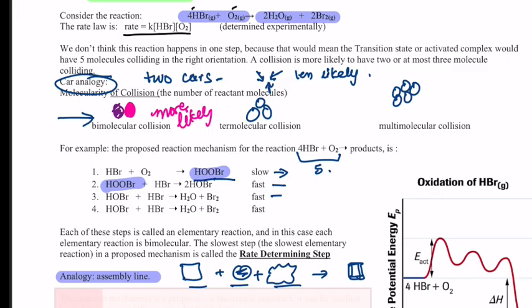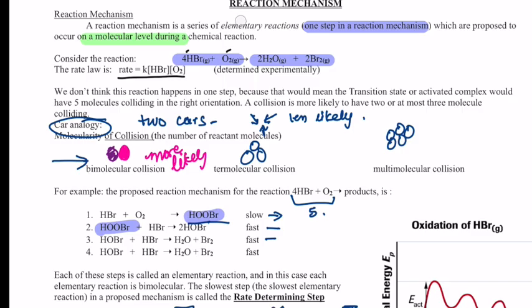Okay, so to recap, what we have said is that a chemical reaction does not happen in a single step. Usually it is made up of a series of elementary steps, and those elementary steps are more likely to have a bimolecular collision, a collision involving 2 molecules, maybe termolecular, but it is highly unlikely to have a multimolecular collision. And then we have said that of these elementary steps, the slowest step is the rate determining step.